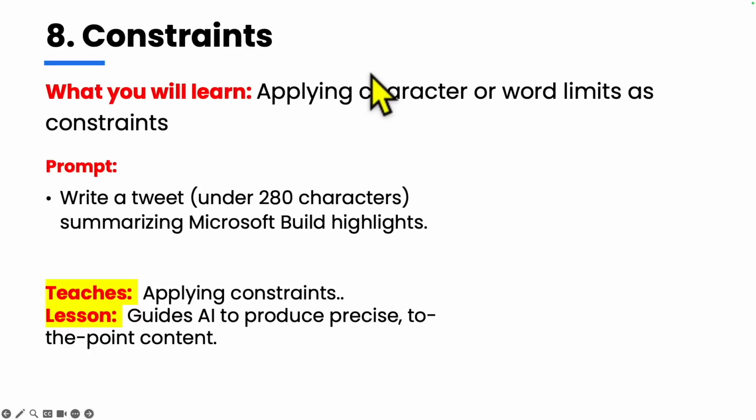That is called constraint. And this constraint, what we are using here is the character limit. Characters should not go to 80 characters. And summarizing the build highlights.